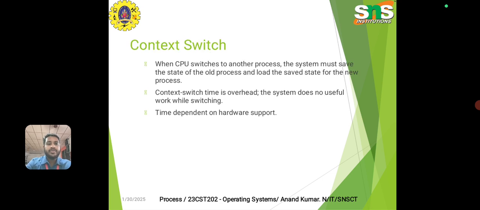Coming to the context switch, when the CPU switches to another process, the system must save the state of the old process and load the saved state for the new process. Context switch time is overhead, and the system does no useful work while switching. It is time dependent and depends on hardware support.